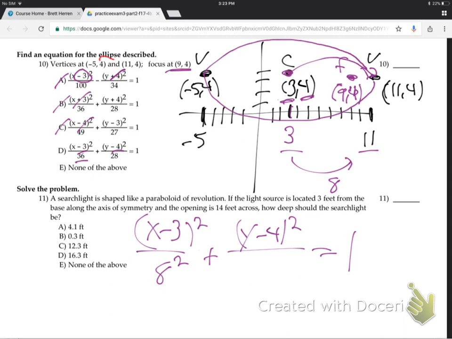But it has 36 under x. It's supposed to be 64, 8 squared. D's out. It's got to be E, none of the above. All right, let's go on to number 11.